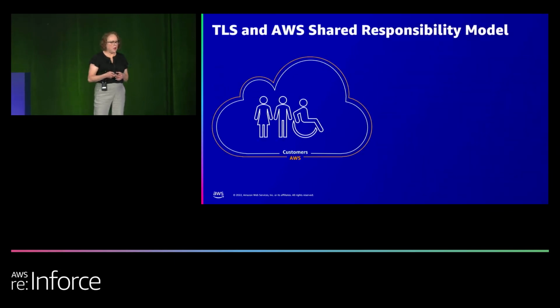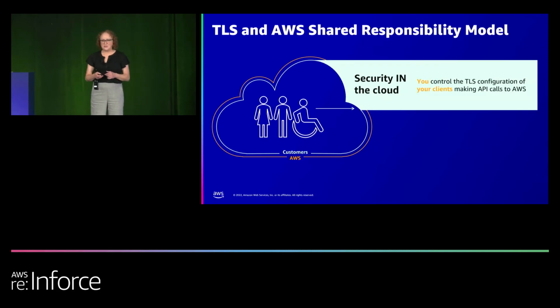So let's talk a little bit about the AWS shared responsibility model and how that relates to TLS. You're probably familiar with this model. As you know, you, our customers, are responsible for security in the cloud, meaning how you use the cloud, how you configure and secure your resources in the cloud. In the context of TLS, what this means is that right now, you already have control to set the TLS versions you're going to use to connect. I will go into this in more detail in later slides, but it's important to know that you do have this control now to set the TLS version that your client applications will use.